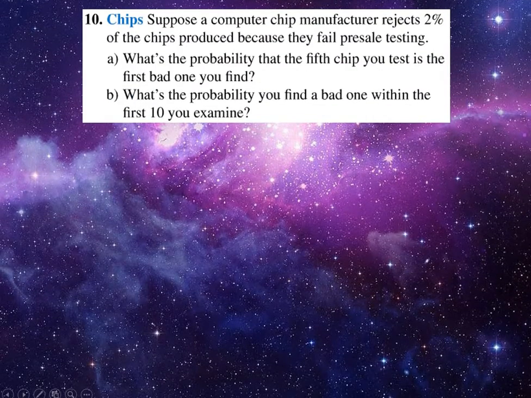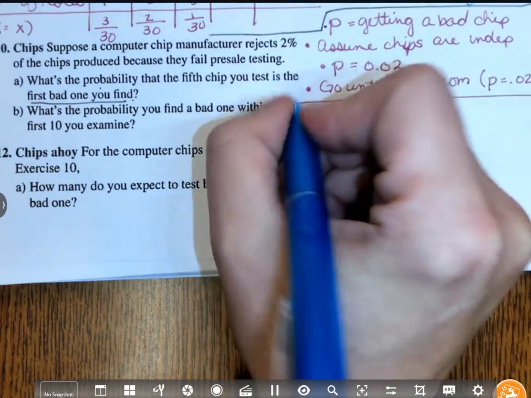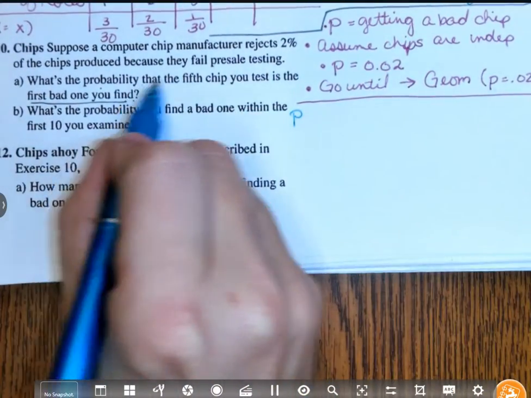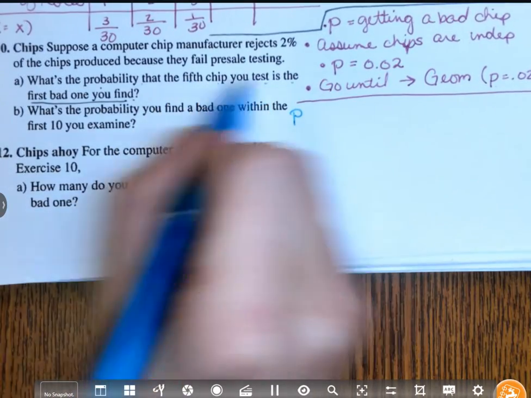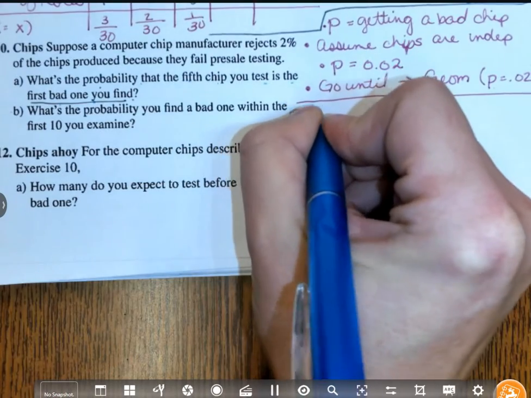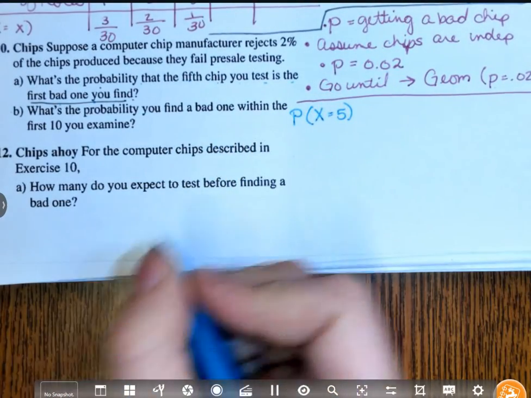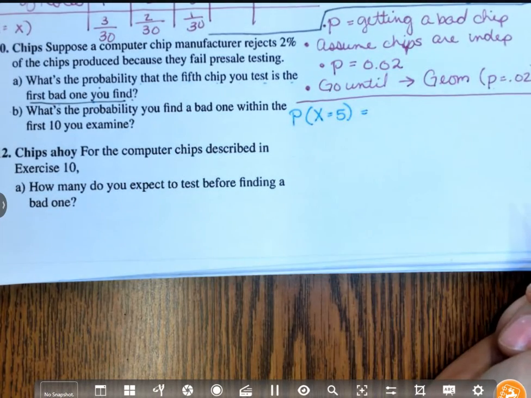All right? So now that I've got that, let's think about the work. It says for A, what is the probability that the 5th chip you test is the first bad one you find? So now I'm looking for the probability that X is 5. It takes me 5 tries to get there. How do I calculate that?